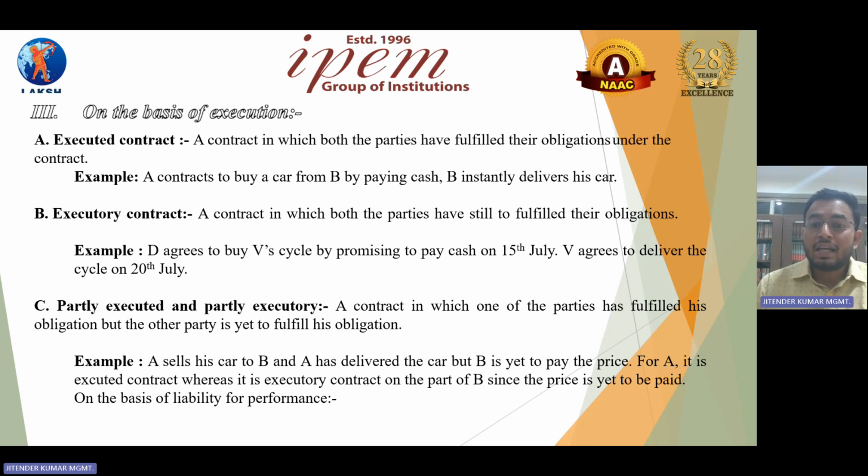Now we have the partly executed or partly executory contract, in which one party has fulfilled an obligation but the other party has not. Partially executed means one party has fulfilled their obligation and the other party has not. Let's see one example: A sells his car to B and delivers the car, but B is yet to pay the price. For A, it is an executed contract, whereas it is executory on B's side. So if we look from B's side, it is executory; A has done his work.